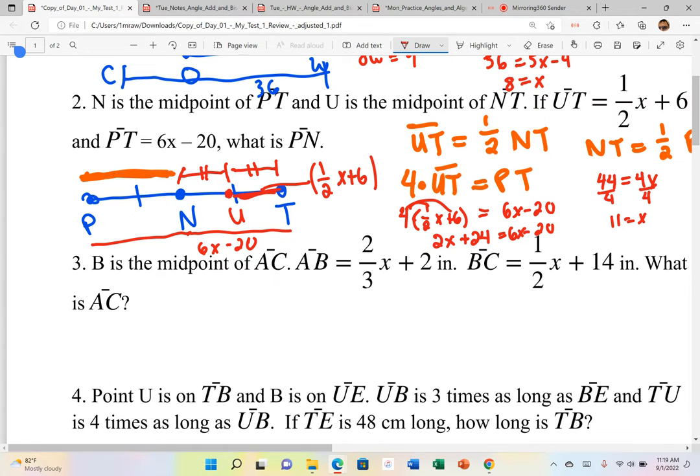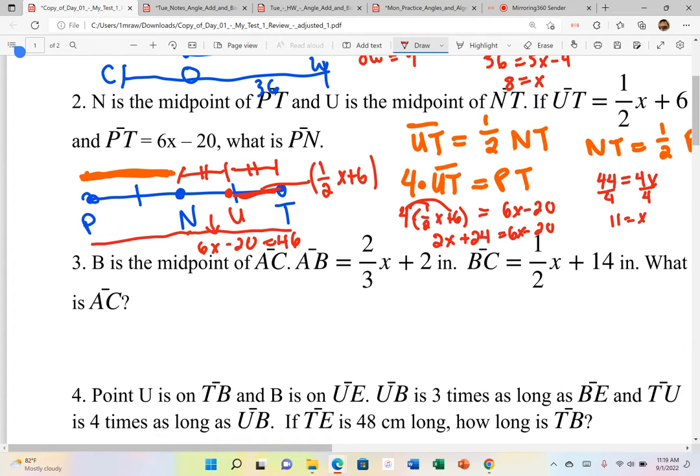Well, I can plug it in to find the whole thing. Okay? If I plug it in right here, I don't have to use any fractions, right? Okay? So I plug it in there. 6 times 11 is 66. 66 minus 20 is 46. So the whole thing is 46.